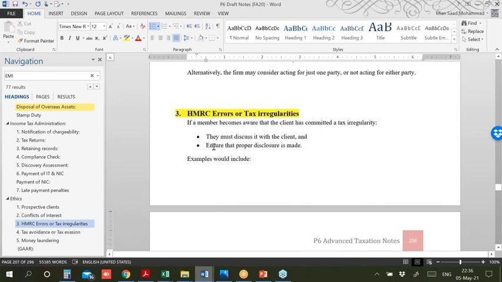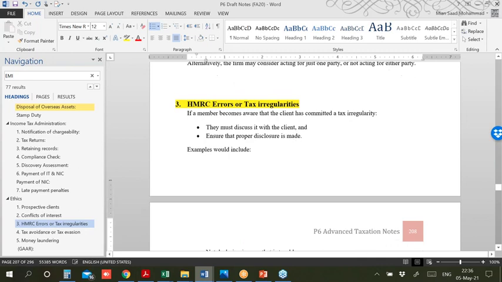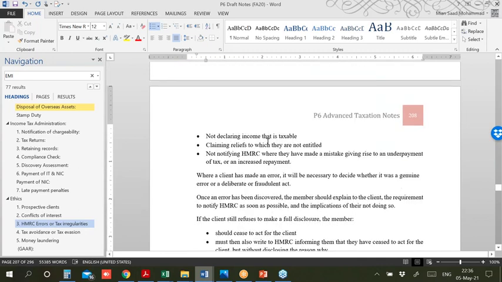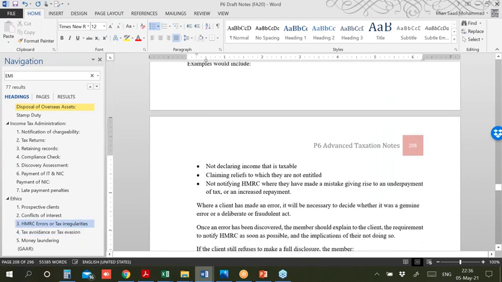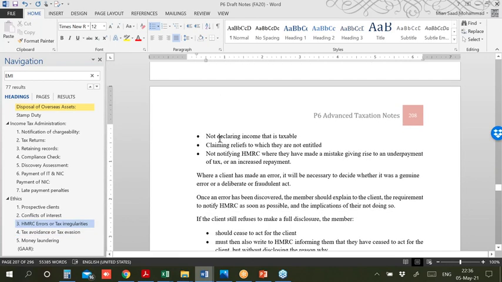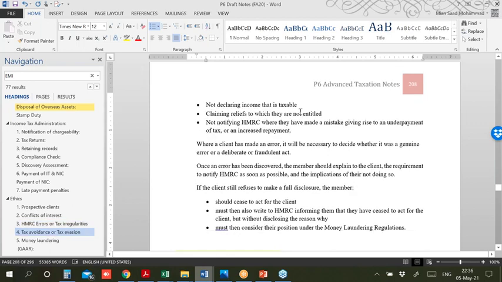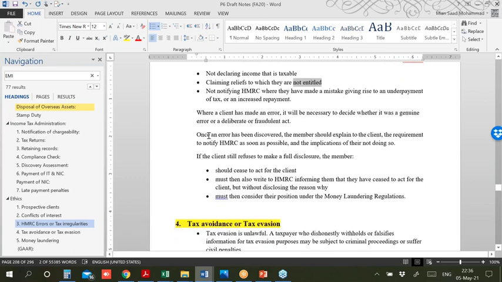HMRC omissions and tax irregularities. They must discuss it with the client and ensure proper disclosure is made, for example not declaring income that is taxable. These are the types of examples that normally get tested: the client is not declaring the income, claiming a relief that he's not entitled to, or not notifying HMRC. What do we have to do? Where the client made an error, it will be necessary to decide whether it was a genuine mistake. Once the error has been discovered, we should explain it to the client. If the client still refuses to make the disclosure, cease to act for the client and write to HMRC, but don't disclose the reasons. So read that by heart, it will help you score 5 easy marks.